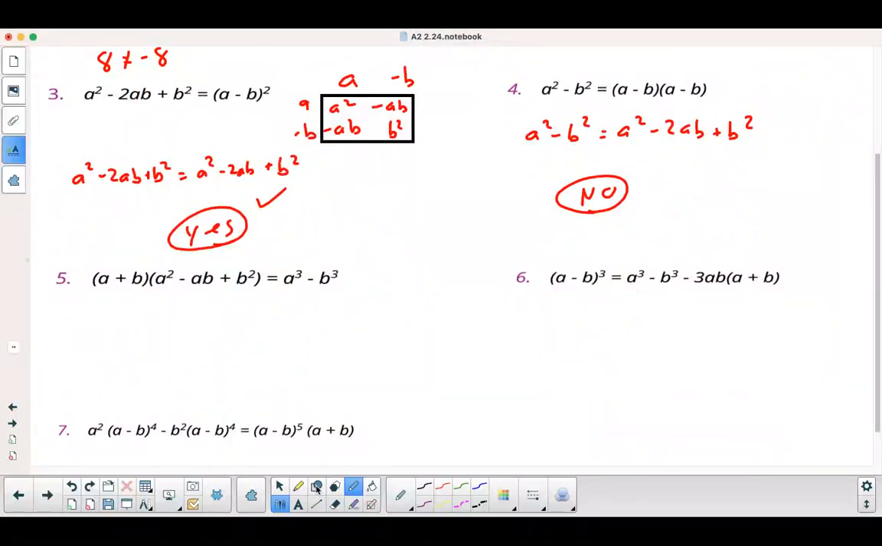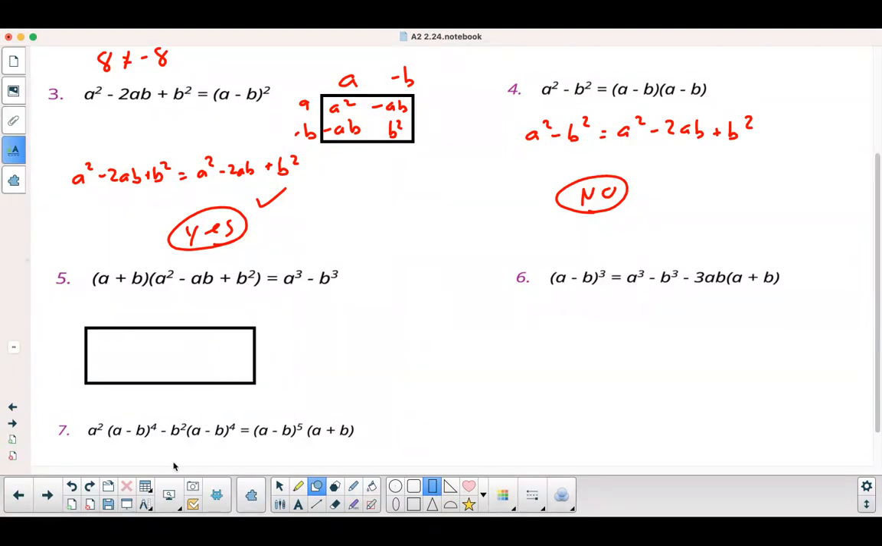All right, let's go over here. Let's multiply this out. So I'll put my A and my B here. So this will give me A cubed. This will give me A squared B. This will give me negative A squared B. This will give me negative A B squared. This will give me positive AB squared, and this will give me B cubed. So when I look here, these two cancel out, and these two cancel out because they're like terms.